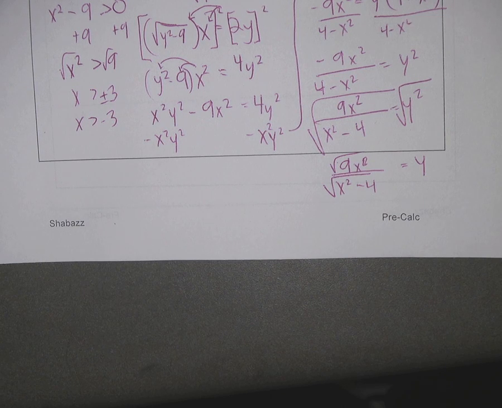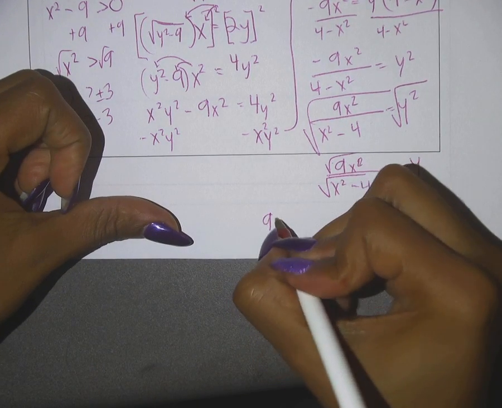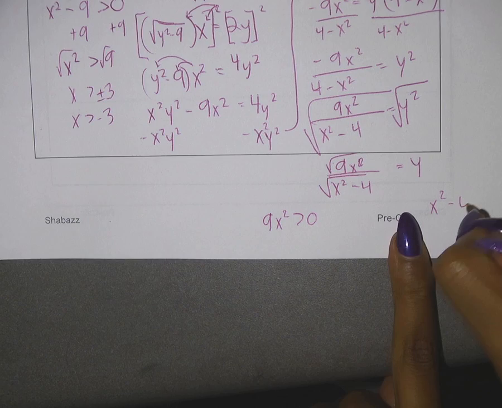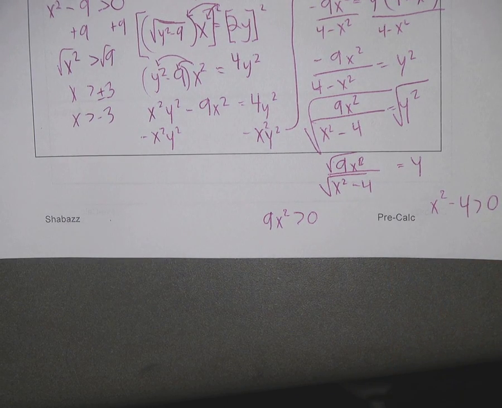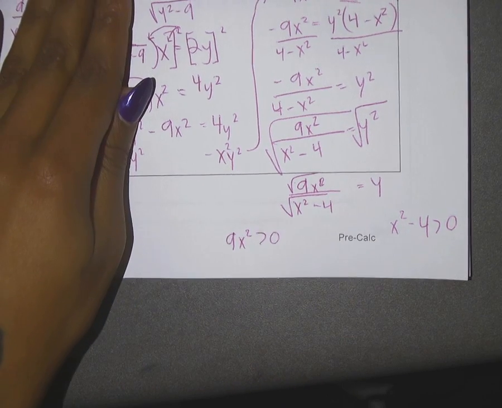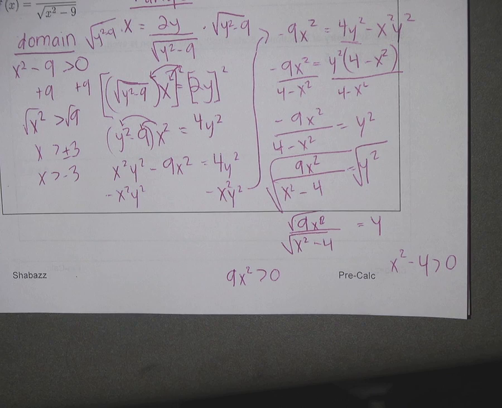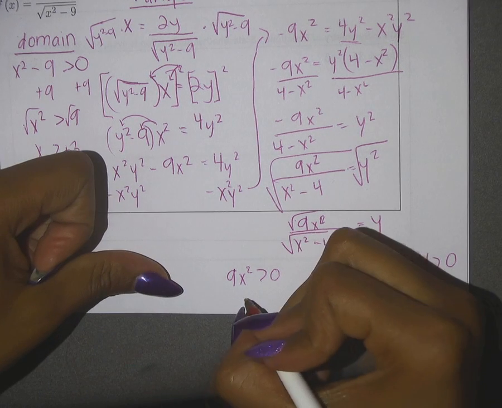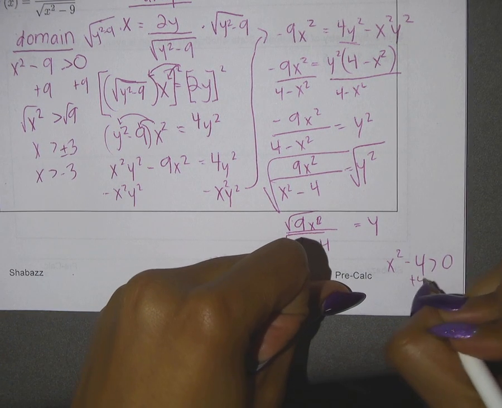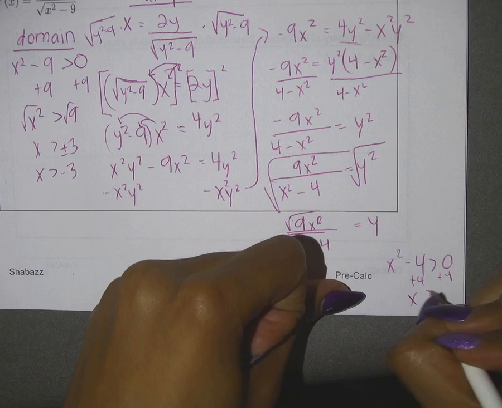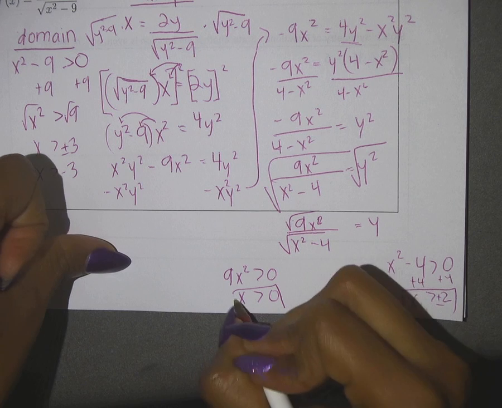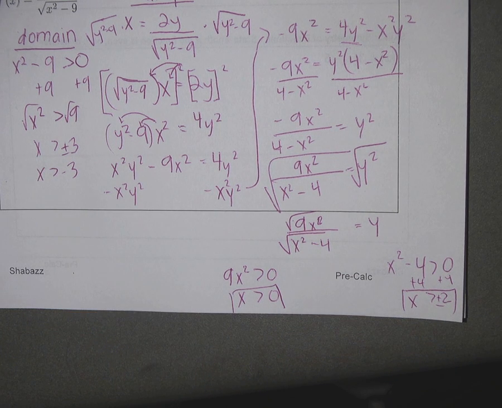All right, so we are almost to the point. I have square radicals, so I'm going to set that greater than 0, and x squared minus 4 greater than 0. If I divide by 9, x should be greater than 0. Add 4, x should be greater than 2. Wow, I know that one was a lot.